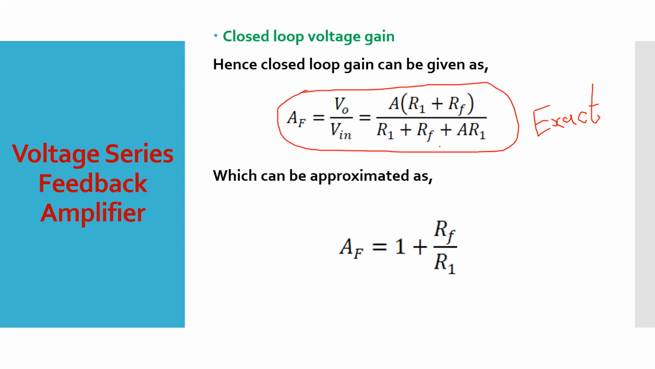What approximation can you apply? Can you see this? What is the value of R1? What is the value of RF? And what is the value of AR1? R1 and RF are what? They are the two resistances in your closed loop feedback circuit, right? Now the value of those resistances could be, let's say, 5 kilo ohm or 10 kilo ohm, 20 kilo ohm, something like that, isn't it? Meaning 10,000, 20,000, something like that will be the value of R1 and RF.